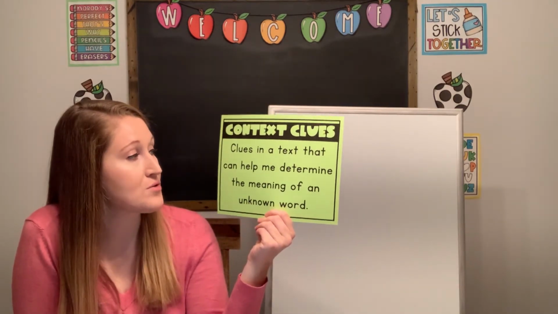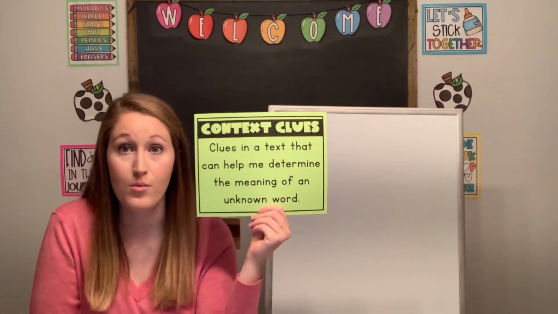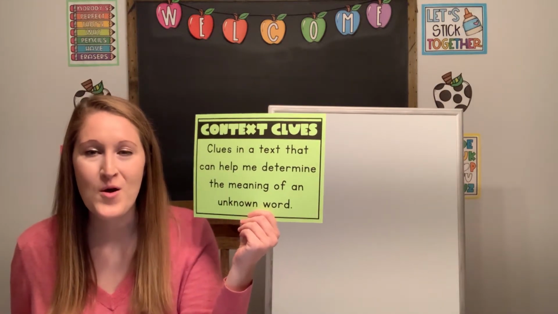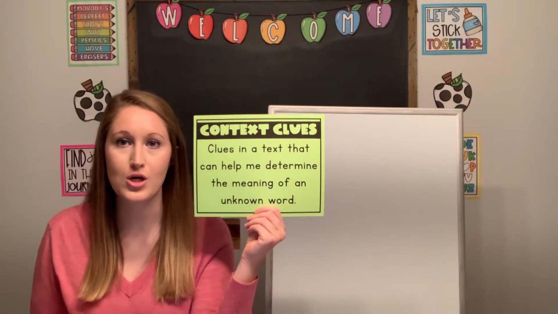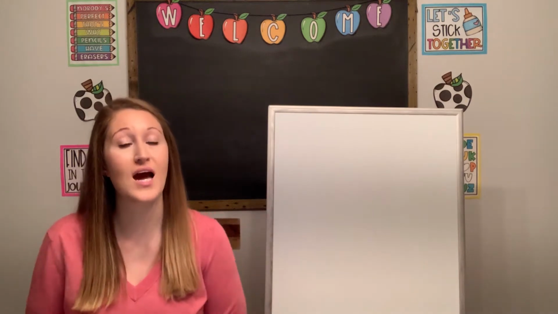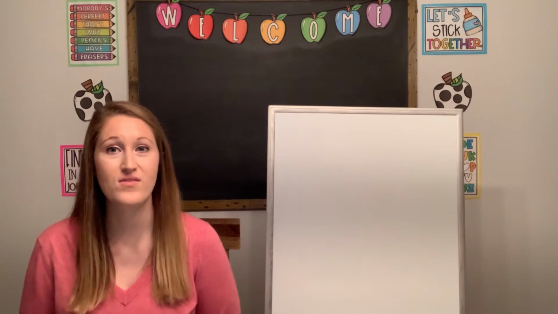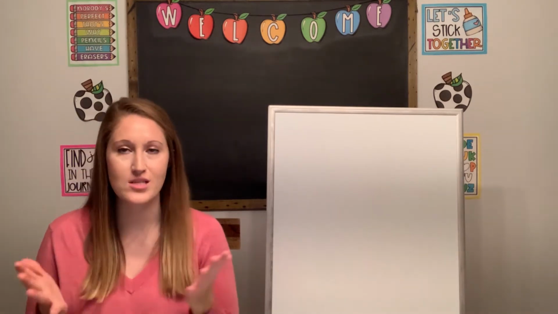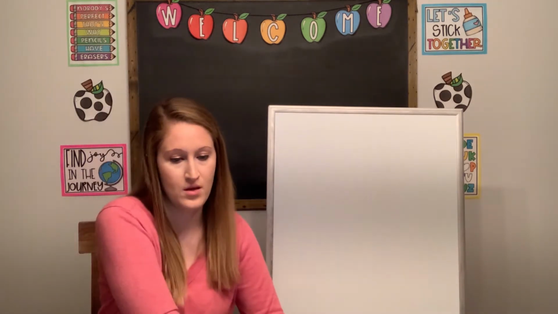So context clues are clues in a text that can help me to determine the meaning of an unknown word. So it's a bit like putting on your detective hat, right? We have to use some of the background information given to us to try and determine the definition of a word, because we know that sometimes nonfiction texts can have glossaries in the back that help give us definitions, but glossaries don't always give us the definition of every single word. So we might need to use our context clues.